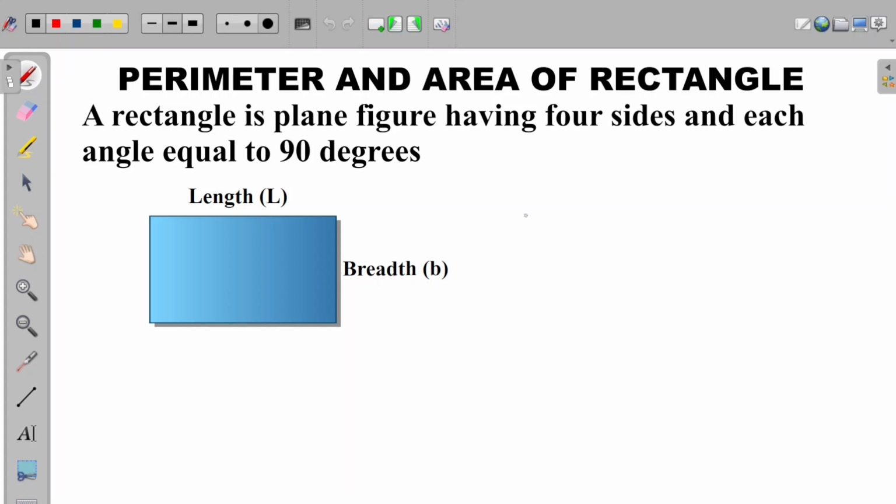In today's video, we will discuss the perimeter and area of a rectangle. By the end of this video, you'll be able to solve numerous examples and problems and obtain the solutions of areas and perimeter of a rectangle.